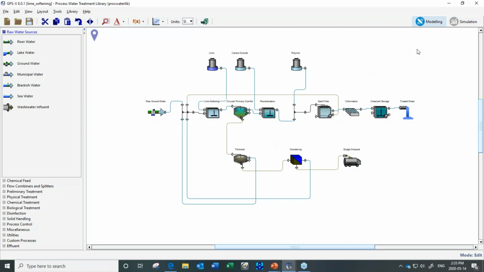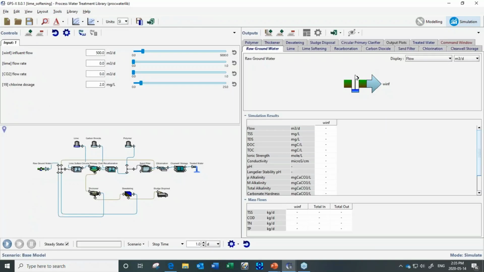So once you have made this layout, the next point is, of course, what can we do with this? So we can go to simulation mode. And as you can see, GPSX has a very well laid out simulation mode, where we can conduct various types of analysis. So in this particular case, we have certain controllers where we can control how much water we want to feed, and how much chemicals we want to feed, how much CO2 we want to feed. So we can control these from the sliders if we want to.